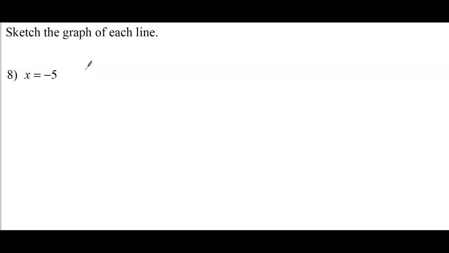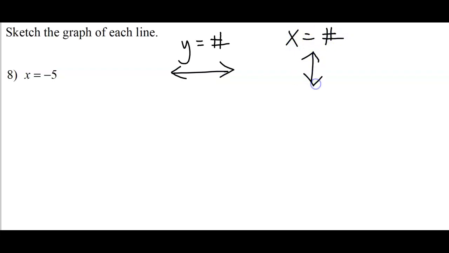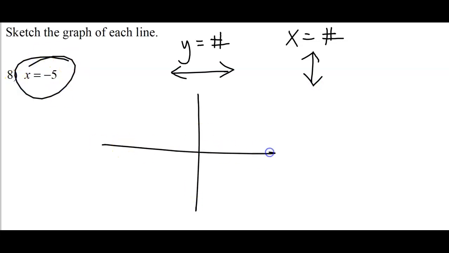So if you're ever missing variables, that's a different situation. So anytime you have y equals a number, those are going to be horizontal lines. And anytime you have x equals a number, those are going to be vertical lines. So in this case, I've got x equals a number, so I'm going to have a vertical line. And it's going to be at -5 on the x-axis, because it says x equals, right? And there's my vertical line. That's what that graph would look like. Okay. Now, if you have a y equals, it'll be a horizontal line. You'll count on the y-axis instead.